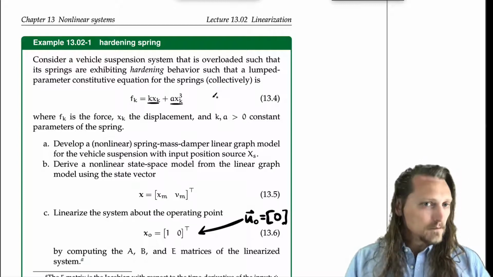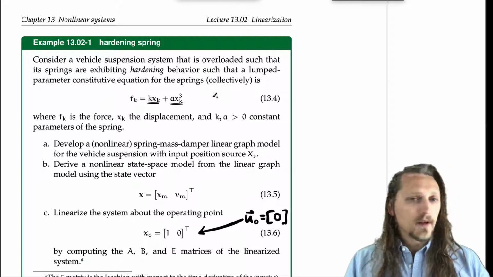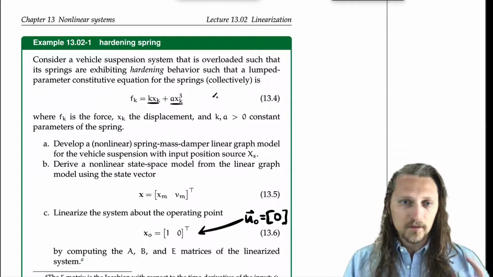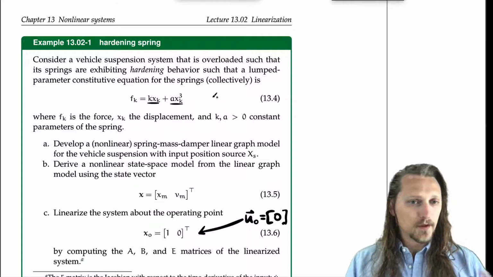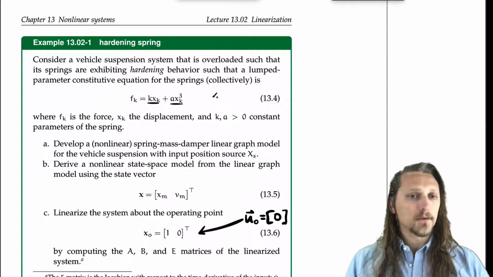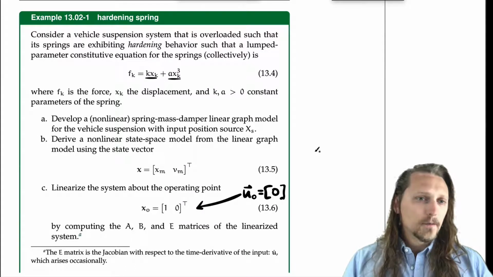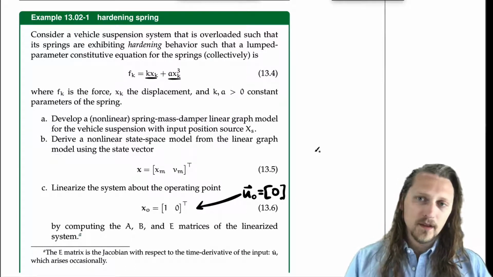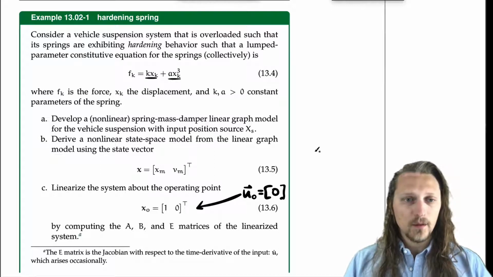So if you have an overloaded vehicle suspension system, it's possible that you could have spring hardening behavior that could occur because it's in operation beyond its normal displacement. So that's what this problem is about. We're going to analyze a system with that scenario. Part A is to develop a nonlinear spring mass damper linear graph model for the vehicle suspension system with input position source xs.